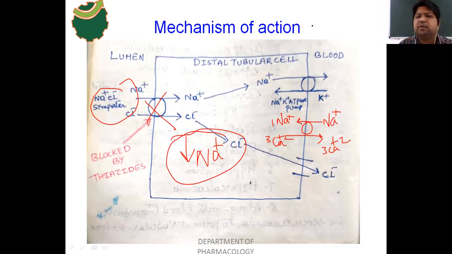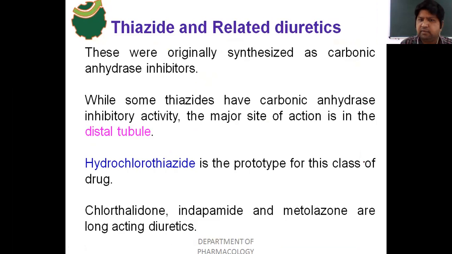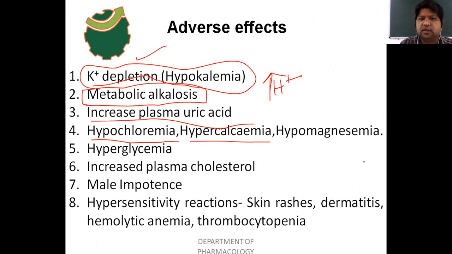It will pump one molecule of sodium. Sodium will come from blood into the distal tubular cell, but in place of sodium, calcium, which is already present in the cell, will be pumped into the blood. As a result of that, there is increased calcium levels in the blood, and that is the reason behind what I mentioned. You can see here even. Yes, that is the reason behind hypercalcemia. Hypercalcemia and hypomagnesemia. Magnesium level will also be lost.